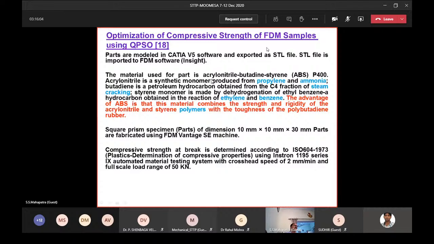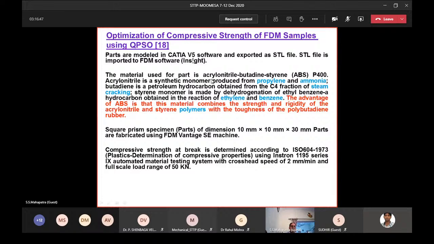Fused deposition modeling is one of the rapid prototyping processes, or one of the additive manufacturing processes. Here, for testing the compressive strength, 3D samples were prepared by CATIA V5. This file is saved in .stl format, then it has been given to the FDM machine.